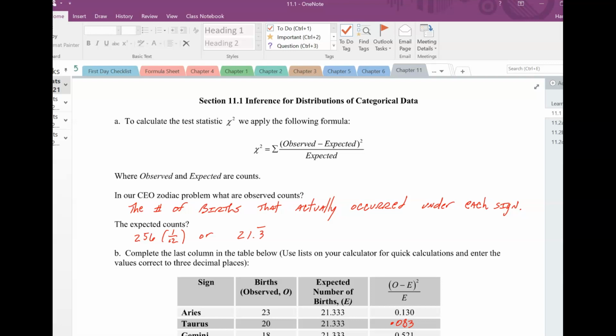Now, why don't you go ahead and pause the video and fill in those values that are not already filled in.